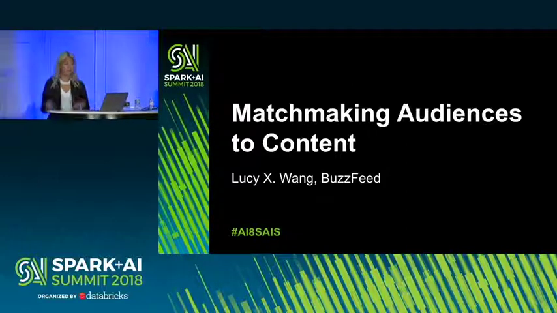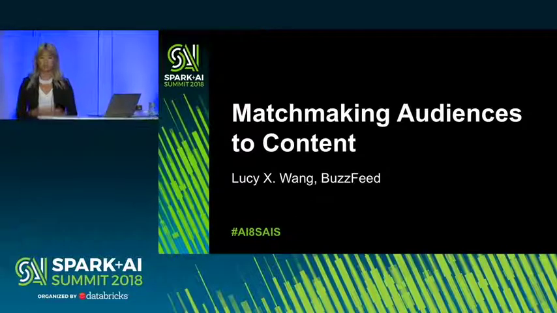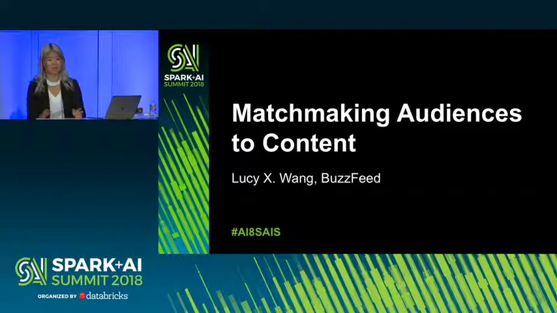I'm going to spend this time to walk through some AI use cases that we face in the publishing world, particularly in the social publishing world. And one of those use cases, surprise, surprise, is matchmaking audiences to content. But I'm also going to talk about two other use cases as well. It's just that I wrote this title 6 months ago, so I didn't anticipate that.